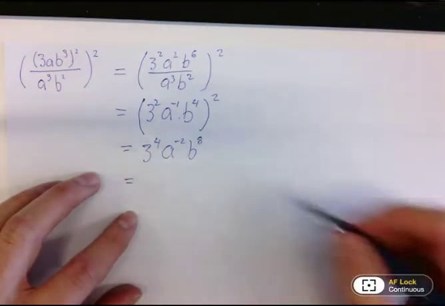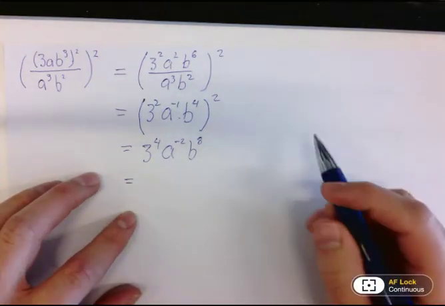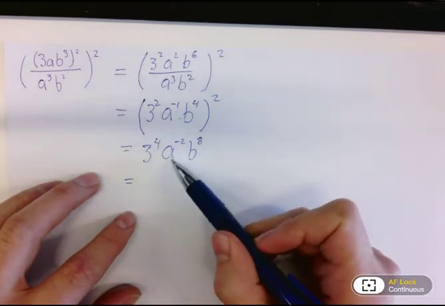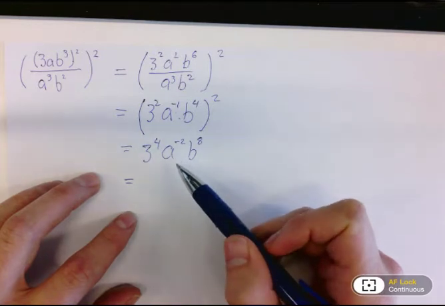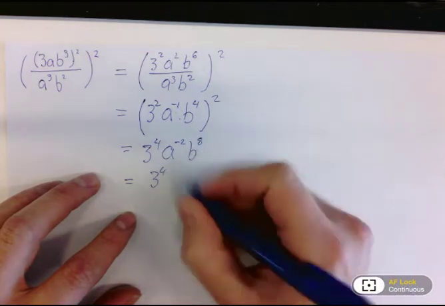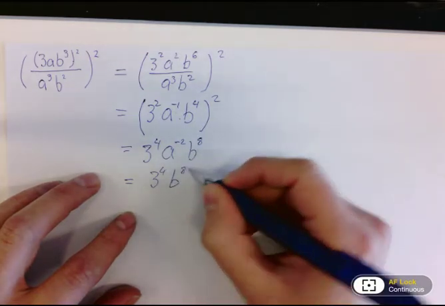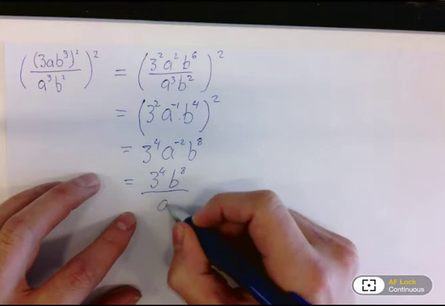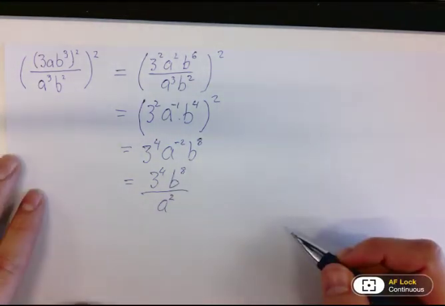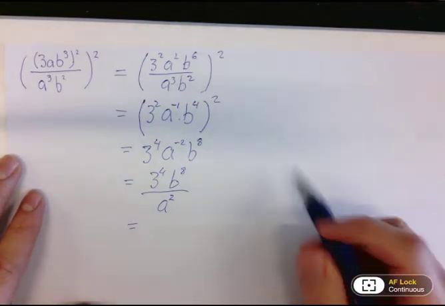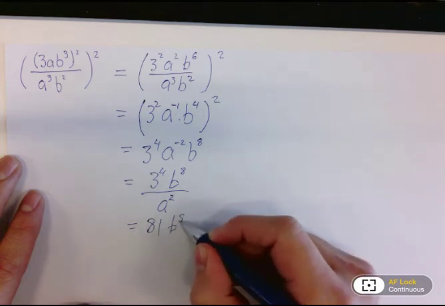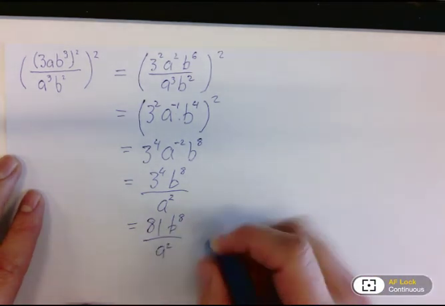So now we've got to a point where we can't expand any more brackets, and we should look to make the indice of the base a positive. And to do that, we bring it down to the denominator. So everything with a positive power stays as a numerator, and the a with a negative power becomes the denominator, and the power becomes positive. And all it's left to do is expand 3 to the power of 4, which is 81, b to the power of 8 divided by a squared.